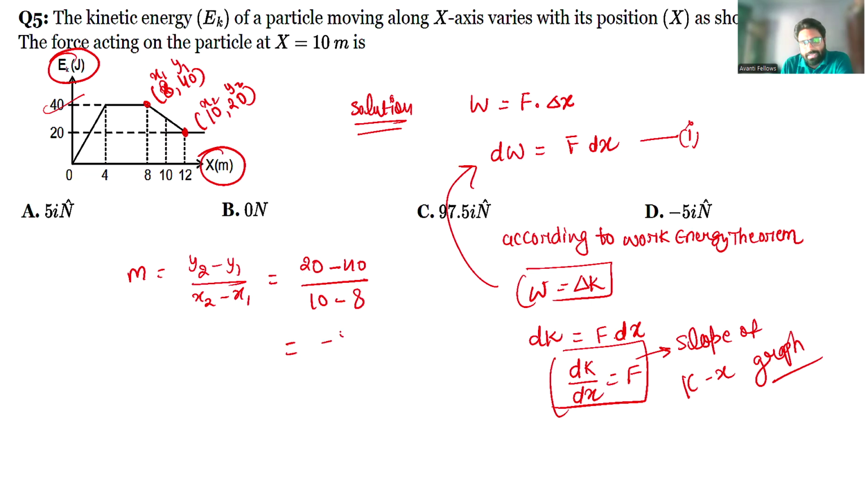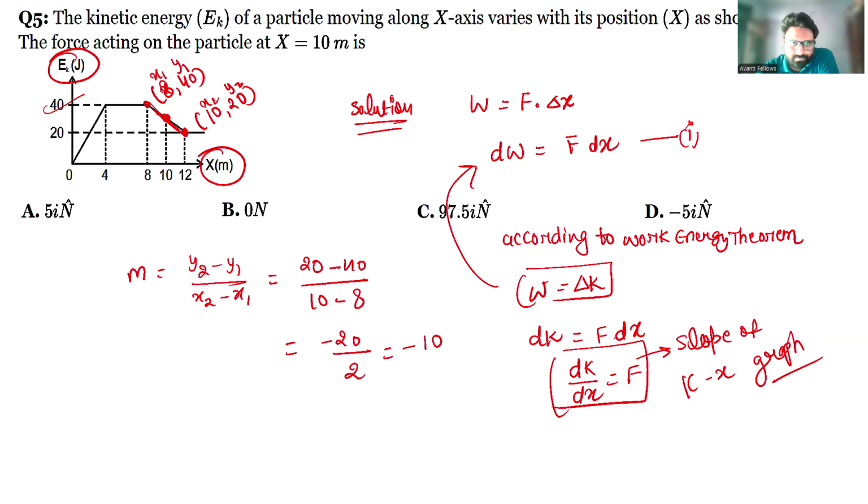So this has become minus 20 divided by 10 minus 8, which is 2. So it is coming out to be minus 10. So if you talk about the slope at x equals 10, this is also the same as the slope of this complete line, because the line is a straight line, so the slope must be constant for that.